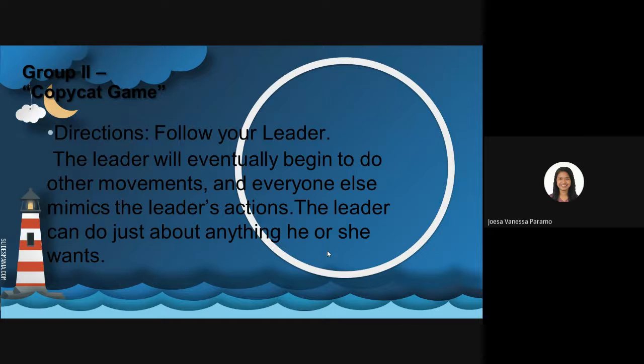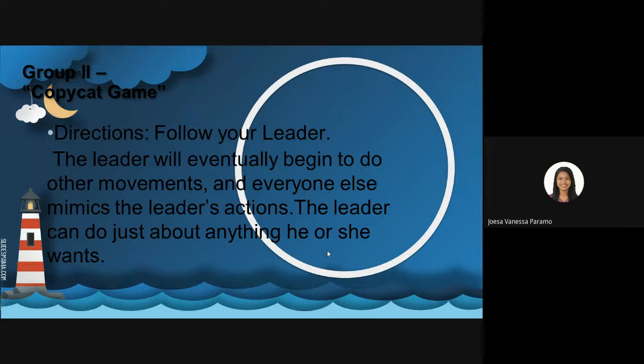In group two, copycat game. The directions: follow your leader. The leader will eventually begin to do other movements and everyone else mimics the leader's actions. The leader can do just about anything he or she wants.